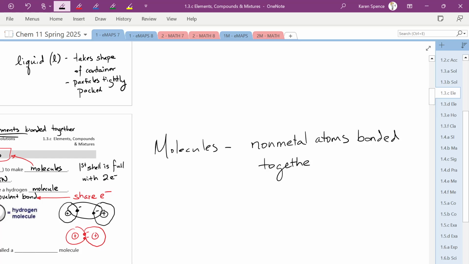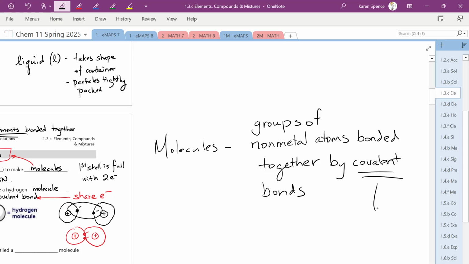Excellent. So we have one thing about molecules. Anyone know anything else about molecules? What type of bond? Covalent. By covalent bonds. Okay, and that's a pretty good definition of a molecule. I could say groups of non-metal atoms bonded together by covalent bonds. Yeah, those covalent bonds, those are strong.